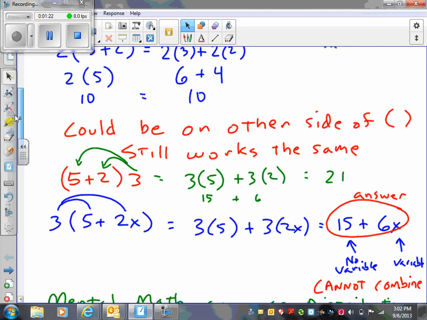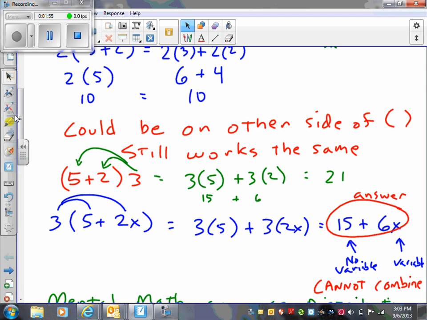Now, most of the time when you see distributive property, you get the number you're multiplying by on the left side of the parentheses. It could be on the right side of the parentheses, and it still works the same way. In this example, I have 5 plus 2, and I'm multiplying that quantity by 3. So I take 3 times 5 plus 3 times 2. 3 times 5 is 15. 3 times 2 is 6. Add that together, you get 21, which you knew: if 5 plus 2 is 7, 3 times 7 is 21.